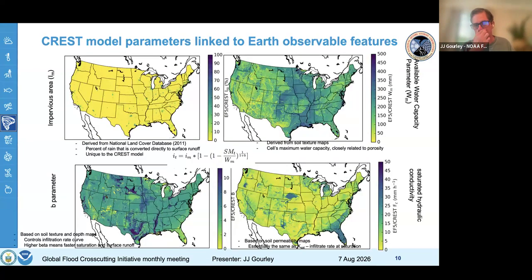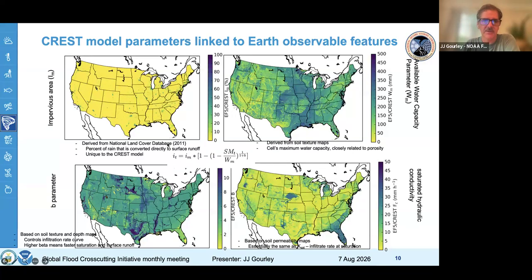What's perhaps unique about it is that all of the parameters in the model are not tuned based on streamflow observations and turning knobs and optimization like most do, but we tie it to just these a priori parameters that are based on observable features of the Earth.